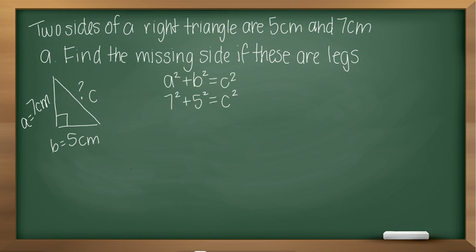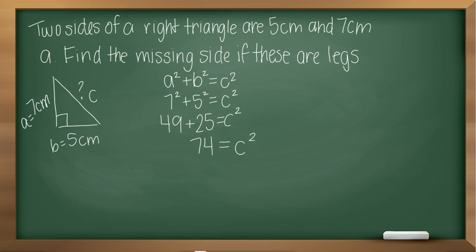Remember, the little 2 in the exponent means squared. And when I square a number, I multiply it by itself. So 7 times 7 is 49, and 5 times 5 is 25. And next, I'm just going to add 49 plus 25. So if I have 49 and I'm adding 25, 49 plus 20 would get me up to 69, and then 5 more would give me 74.